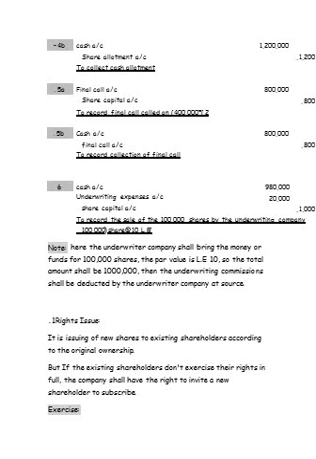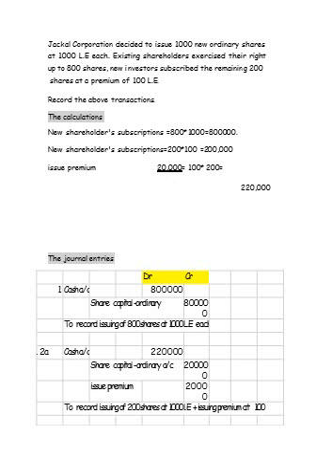Notice here also that the underwriter company shall bring the funds for 100,000 shares, par value is 10, the total is 1 million, then the underwriting commission shall be deducted by the underwriter at source, and the remainder is given to the issuing company, the original company which has issued the shares.